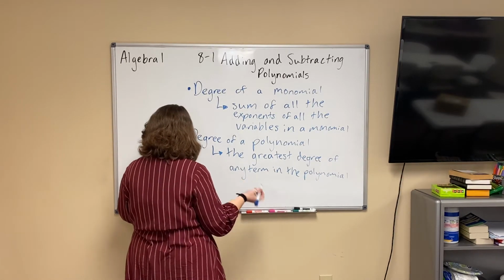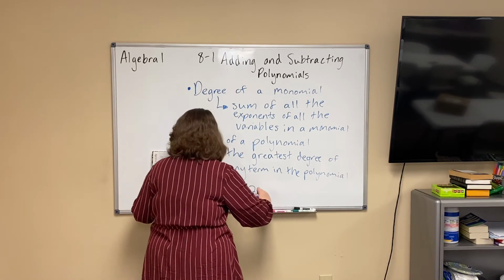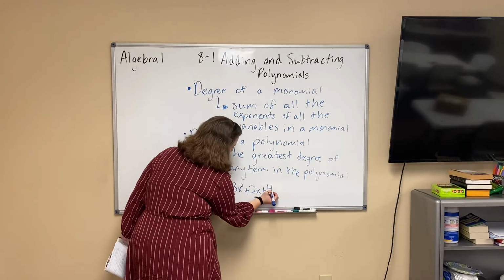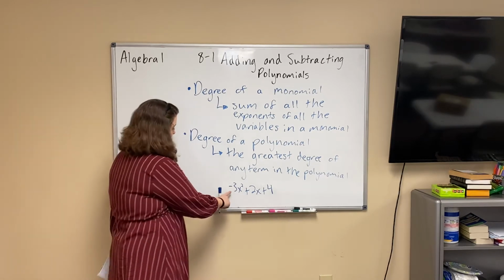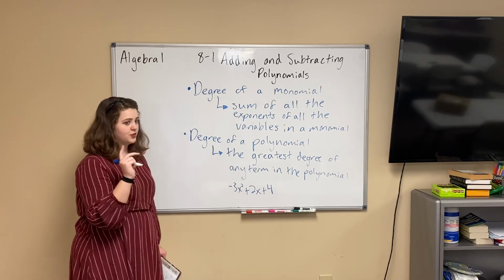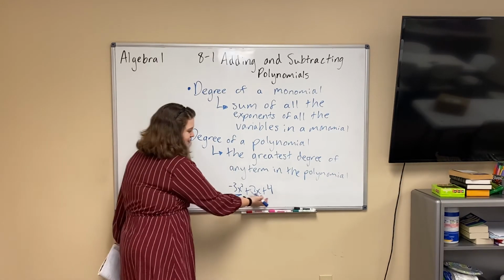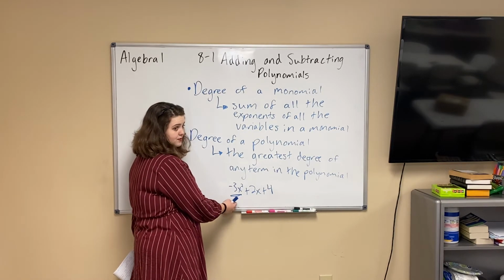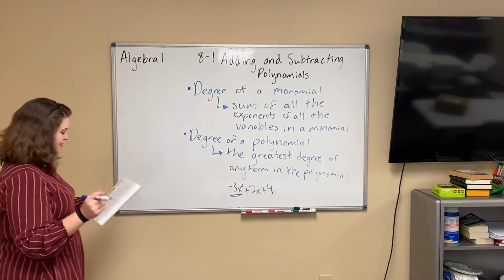So if I had negative 3x squared plus 2x plus 4. 4 doesn't even have a variable, right? So we know that's not going to be it. 2x is just going to have 1. And negative 3x squared is going to have 2. So the one with the greatest degree is going to be this one, right? Because it has 2, 1, and 0. So the degree of the whole polynomial is 2. Whatever the biggest one is the degree of the polynomial. Okay, so that makes sense.